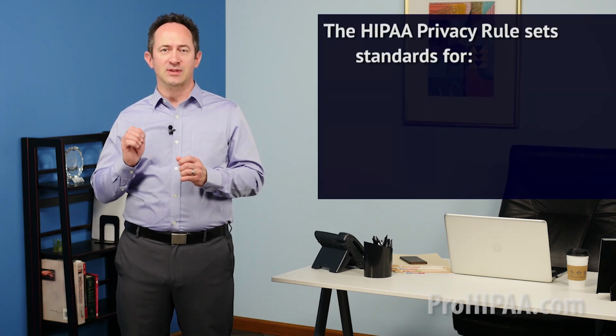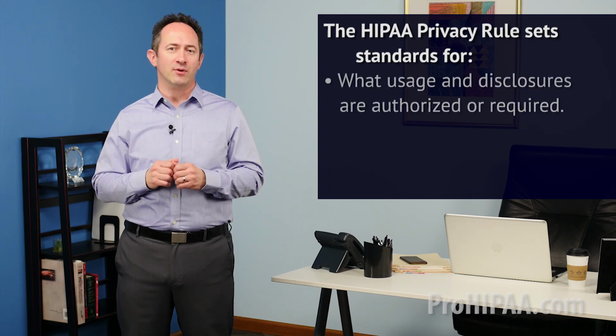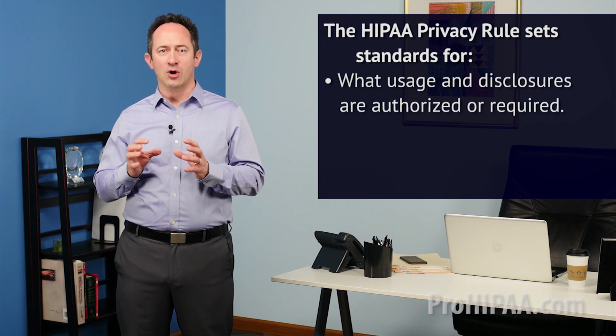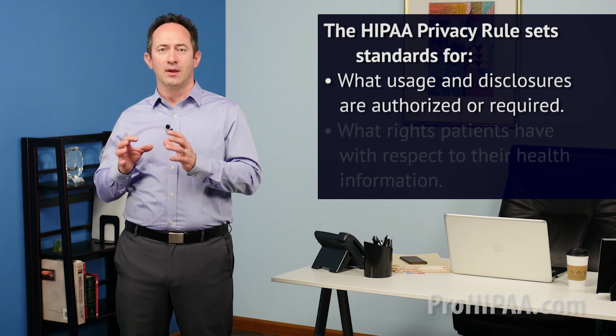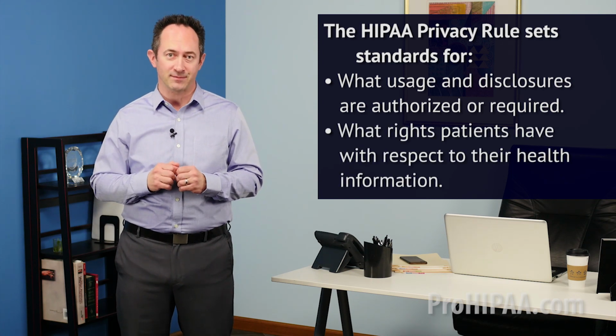Now let's cover the HIPAA privacy and security rules. The HIPAA security rule covers the electronic use and sharing of ePHI as long as safeguards are in place. The HIPAA privacy rule sets standards for how protected health information should be controlled by setting forth what usage and disclosures are authorized or required, and what rights patients have with respect to their health information.